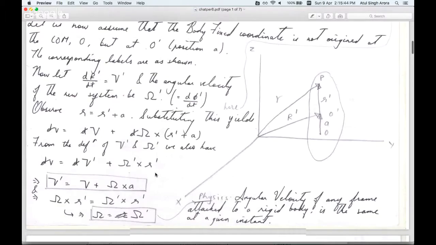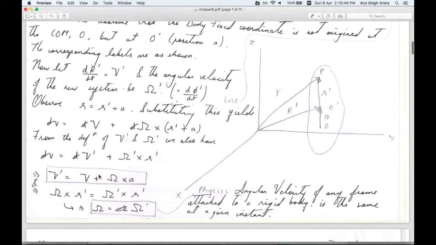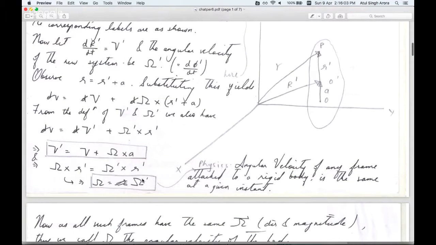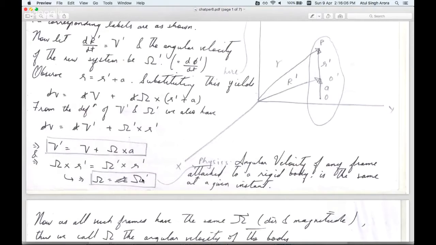Okay. So now if you just compare it, assuming that omega prime and omega are the same, then if you compare the coefficients, you will get v prime is the same as v plus omega cross a, and omega cross r prime is equal to omega prime cross r prime. Okay, and apparently from this it is implied that omega is the same as omega prime.